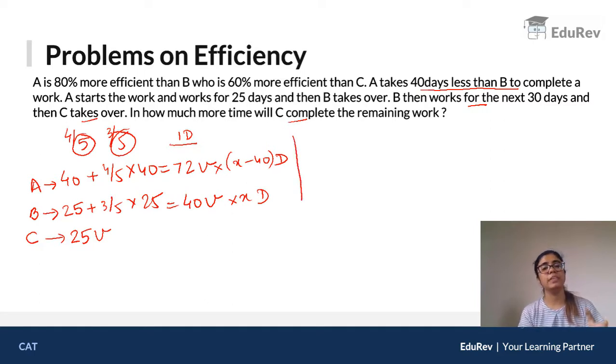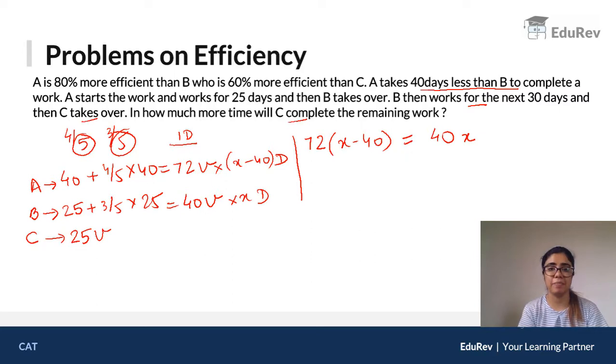But we know these guys complete the same amount of work in the stipulated time. So A does 72 units in a day and works for X minus 40 days. B does 40 units in a day and B has to work for X days. The work done by both of them is the same. So if I simplify this, I will get 72x minus 2880 is equal to 40x. So that means 32x is equal to 2880.